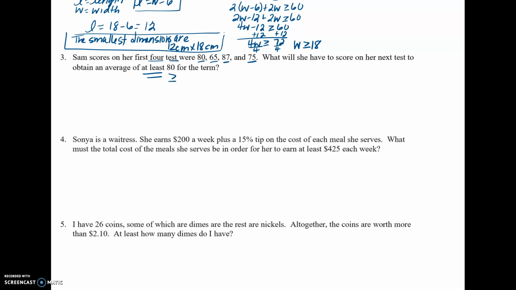Okay, so we're finding an average. How do we find an average? We add them all together, then we divide by however many we have, and set up the inequality. Okay, so she's taken 4 tests, so let's let x equal the score of her 5th test.